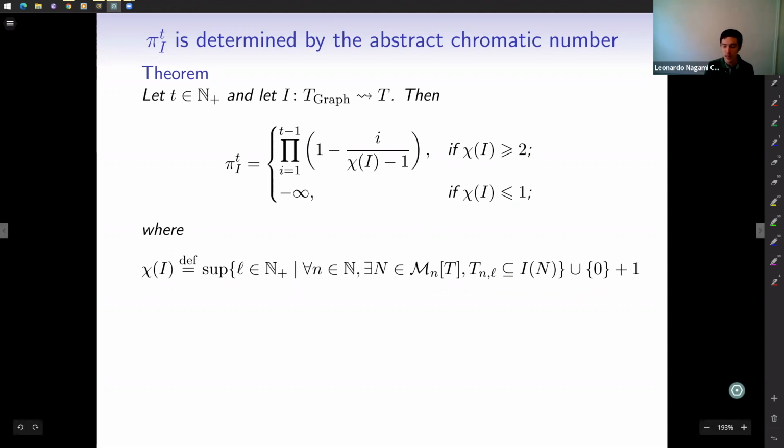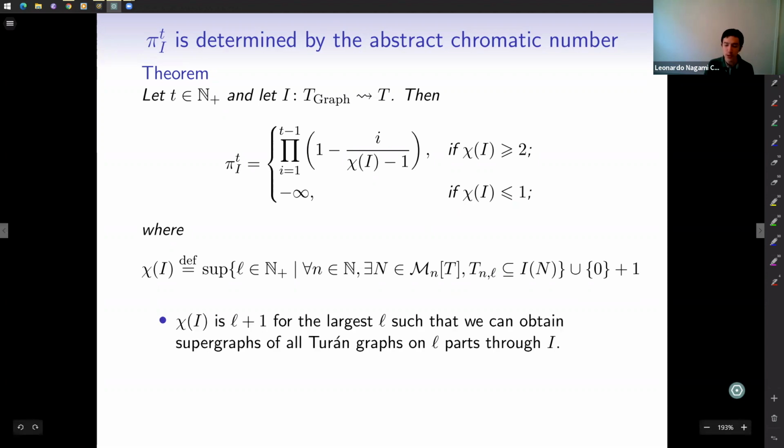So this formula is a little bit of a mouthful. So let me give you an informal description of this first, which is chi of I is L plus 1, where L is the largest possible number such that you can obtain all possible supergraphs of the Turan graphs with L parts on all possible sizes. So let's see how this formula is actually saying this. So it's saying maximize the L.